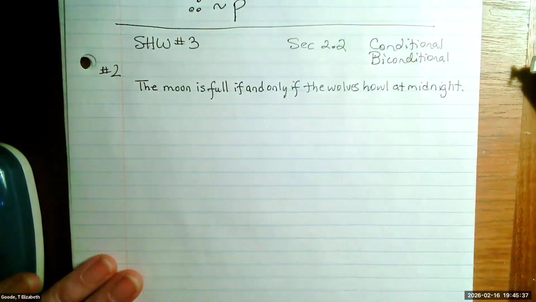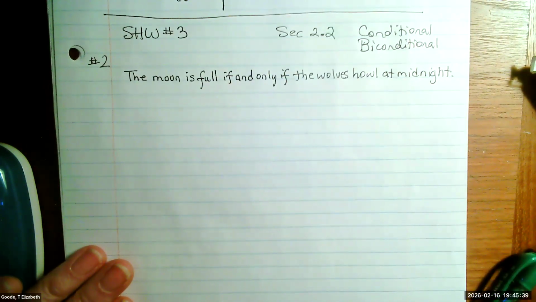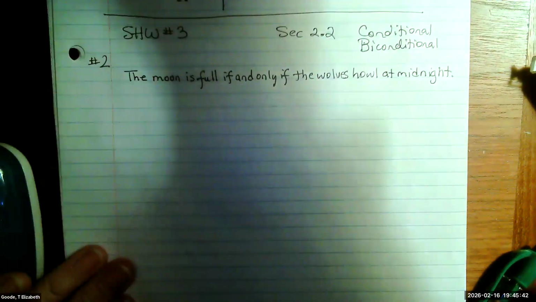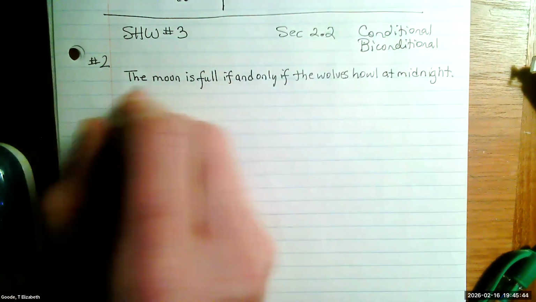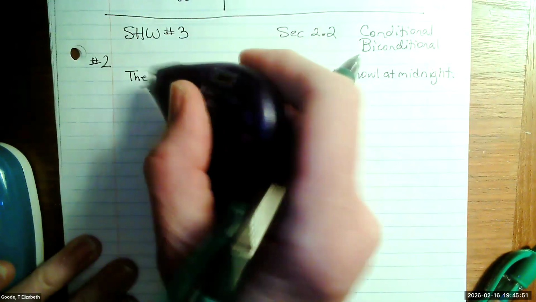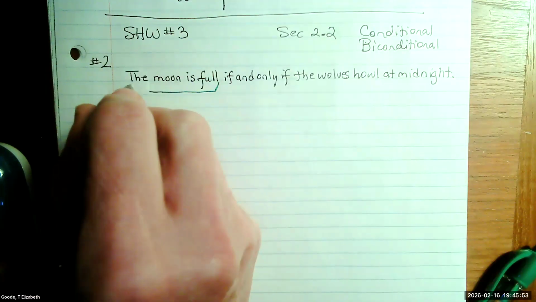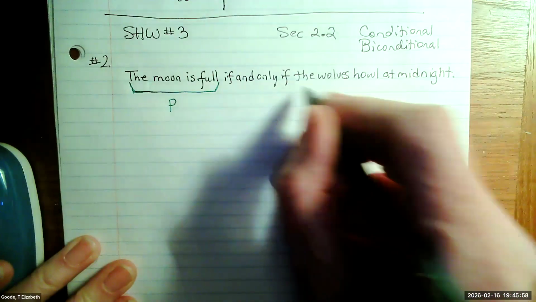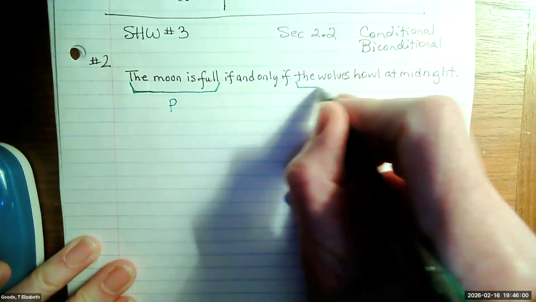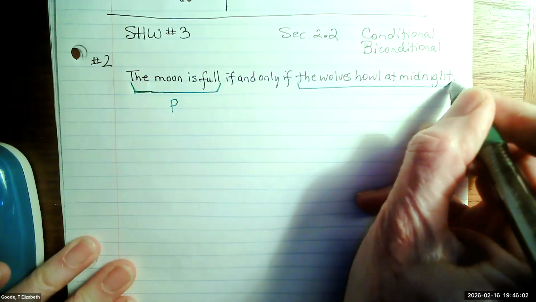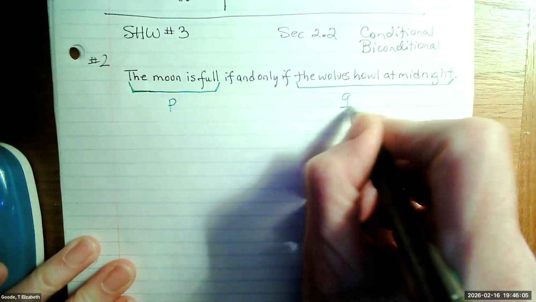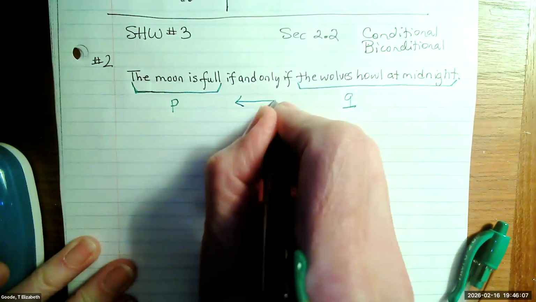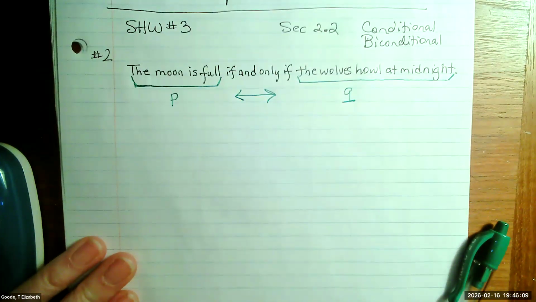So one of the ways to attack a problem like this is to parse it out. What do I mean? We can let P be the statement, the moon is full. And Q can be the statement, the wolves howl at midnight. And what we have is a P if and only if Q. Do you agree?